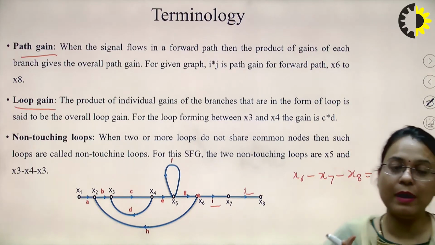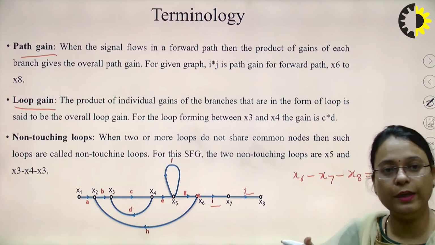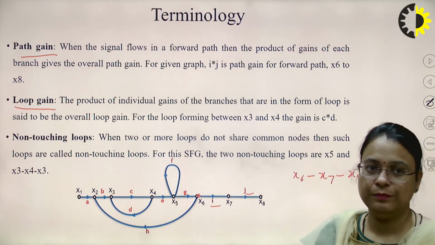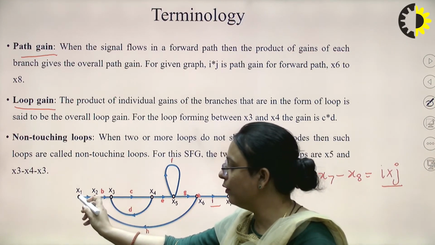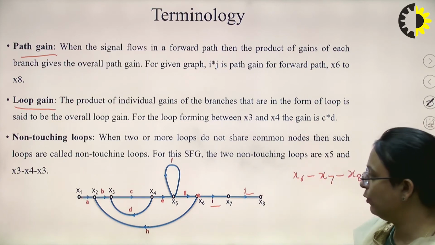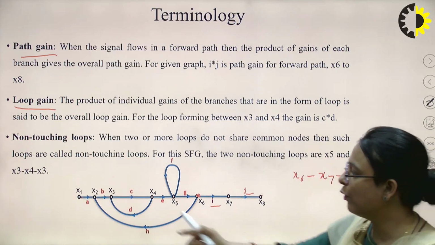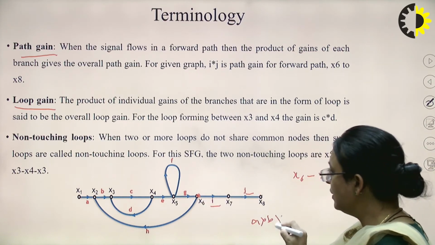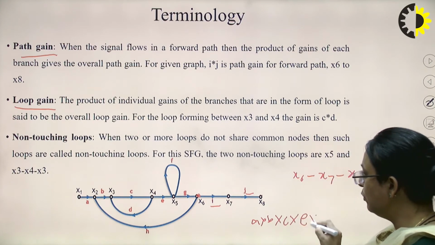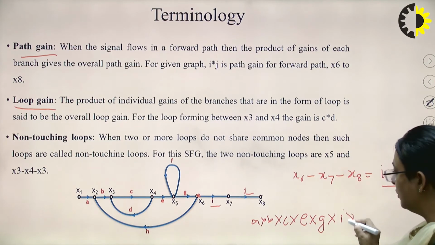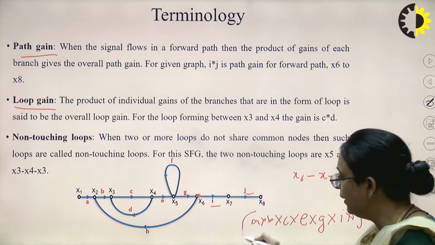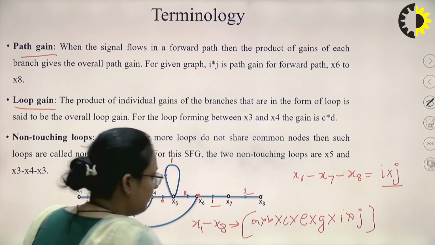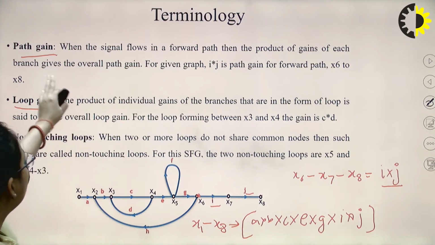The product of the gain of both the paths will be the path gain of the particular system. So, here if we start from node X1 and end at node X8, then the path gain from X1 to X8 will be A into B into C into E into G into I into J. So, this will be the path gain from node X1 to X8, right? This is the forward path gain.